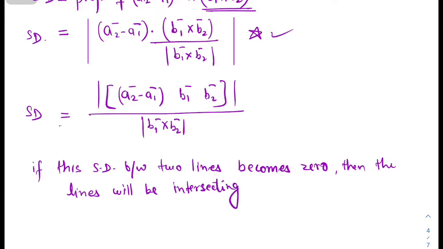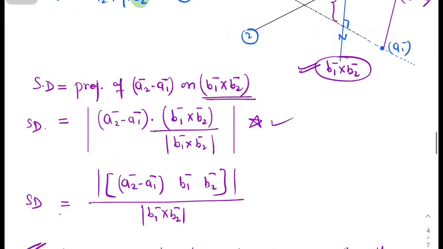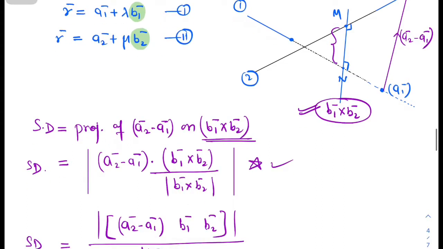Intersecting. I can also say the lines are coplanar, because you know intersecting lines will always be lying in the same plane. So if two lines are given to be intersecting or coplanar, you have this condition that the shortest distance of those two lines must be 0. So what are these a2, a1, b1, b2 vectors? A2 and a1 are the position vectors of the points from where the two lines are passing.